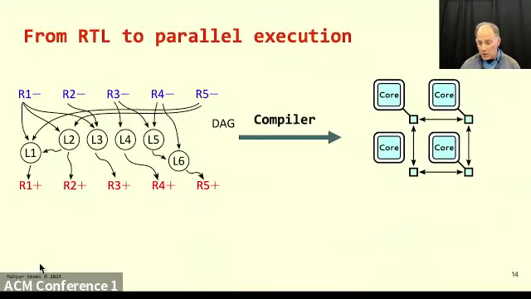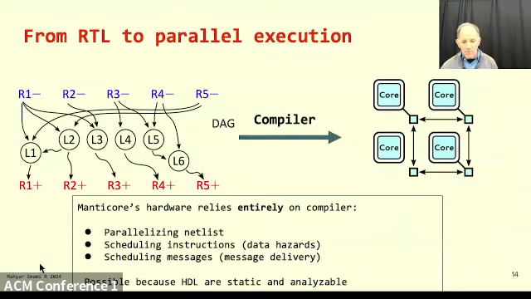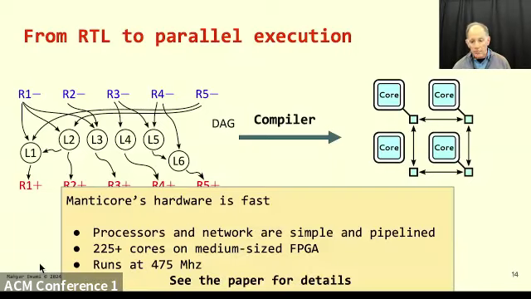So how does this work? Well, it works very well. The compiler is crucial to this. It parallelizes the netlist, it partitions it among the cores, it schedules the instructions to make sure that they execute at the right time, and it schedules the messages. It's only possible because hardware description languages are both static and easy to analyze. It's not surprising: you don't have pointers in hardware, and you don't dynamically allocate hardware. The net result is that the hardware we designed is very simple and very fast.